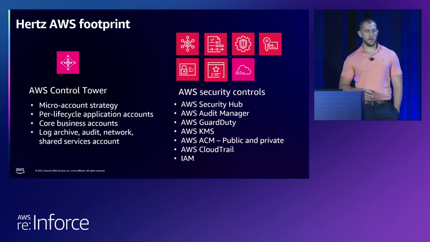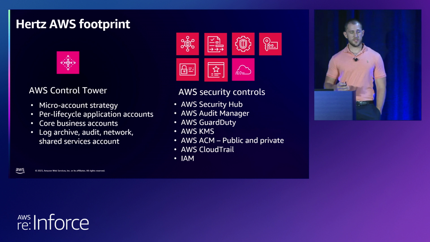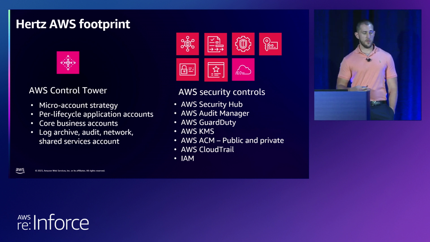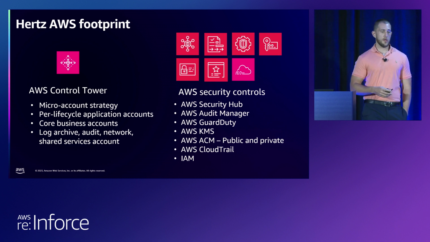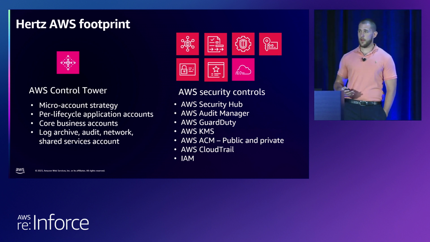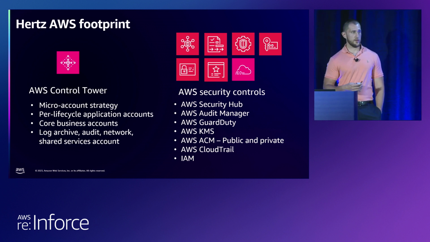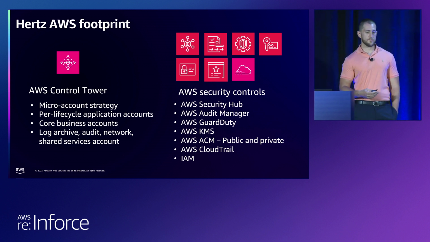So I know this presentation is around IAM Roles Anywhere, but I feel it's worthwhile talking about our current AWS footprint and what security controls within AWS we're using to secure these various workloads. First and foremost, we have adopted a micro account strategy for all of our different applications within AWS.